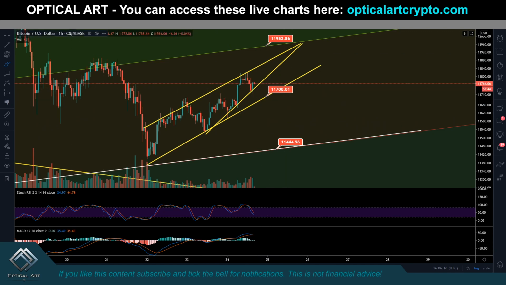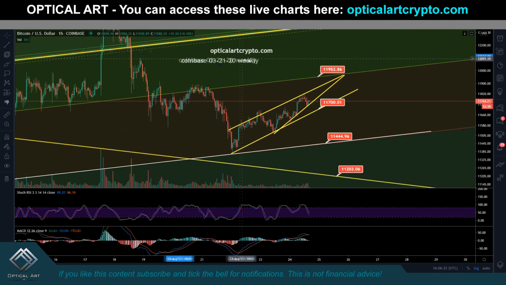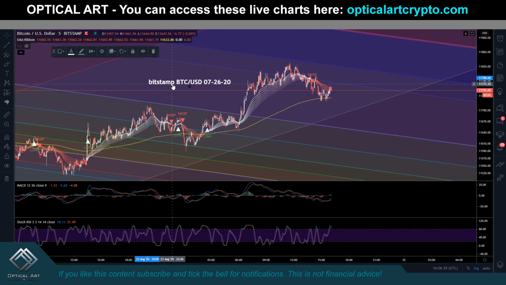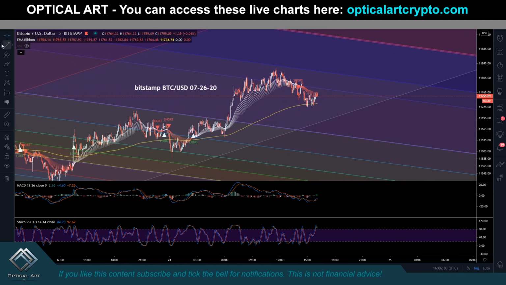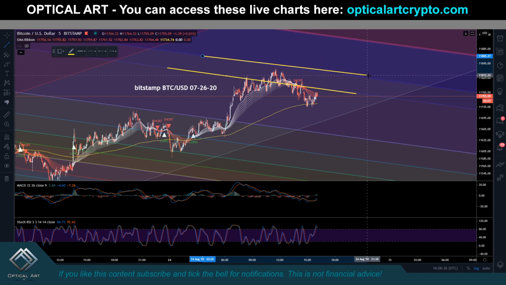Notice this is 11,700. This is the Coinbase weekly chart. This is for more macro targets. So in every chart I have the name of the chart, so you know which one it is. But if you go to this chart, this is for smaller targets. So I would like to point out this was our resistance right here. Our next resistance above is going to be this blue line right here.